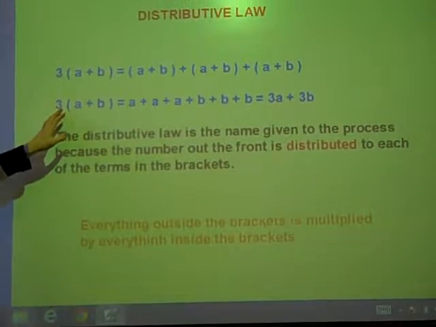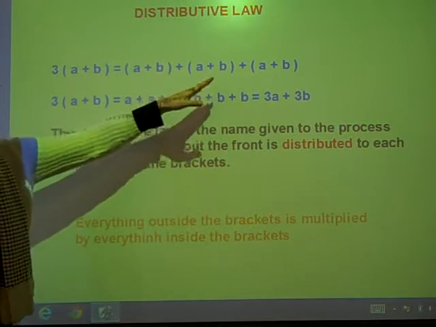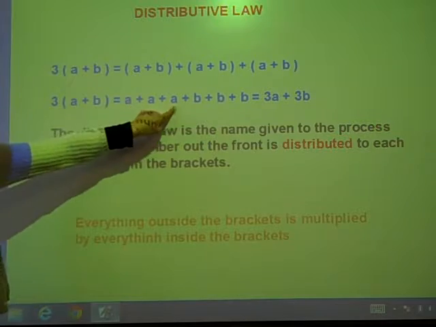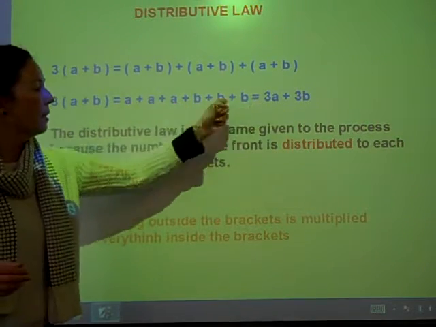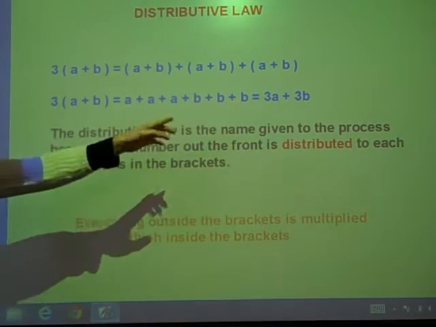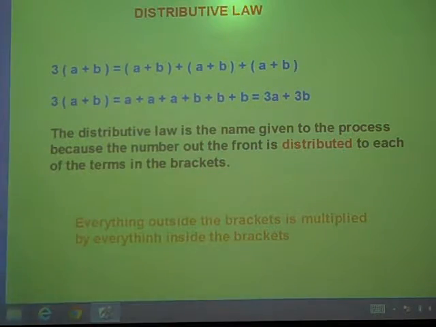Simplify what we've got there. If I have 3 lots of AB in a bracket, I've really got 3 A's plus 3 B's, which simplifies to A plus A plus A, which is 3A, B plus B plus B gives me 3B. Can I add 3A and 3B together? No. Why can't I add 3A and 3B? Because the A and B are different. Good. They're not like terms, so I can't add them together.